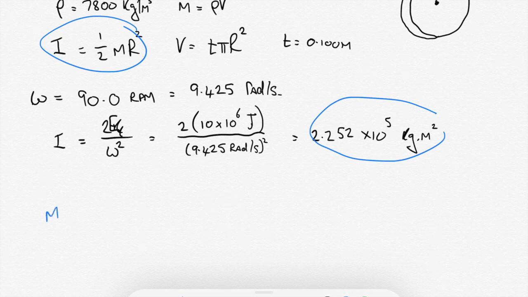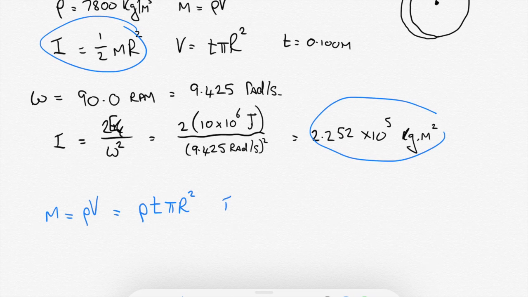We said above that the mass is equal to the density times the volume. The density is given to us in the problem, so we'll leave that as rho for the moment. What's the volume of the cylinder? We worked that out earlier on. It's going to be t times pi times r squared, so your familiar pi r squared h, the volume of a cylinder.